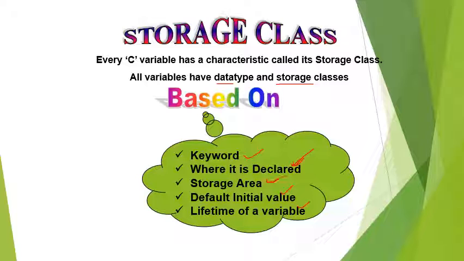Then the storage area, that means how much memory is used for storing that variable. Then the default initial value: while declaring, we can give an initial value to a variable. If we write int a = 0, we are initializing the value of variable a to 0. If we do not give any initial value, then a default initial value will be taken. That value will vary for different storage classes.